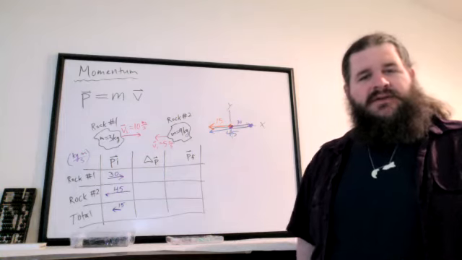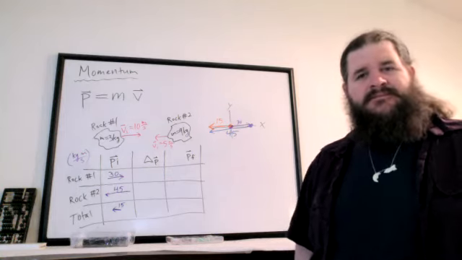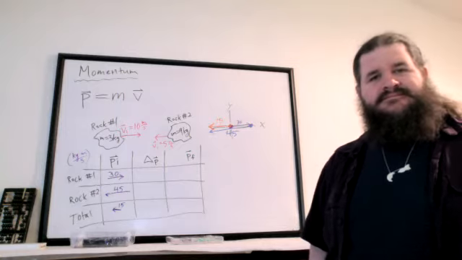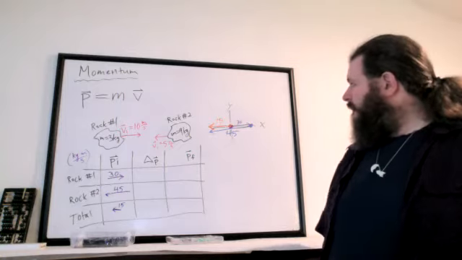Any questions on that so far? Why did we start the 45 arrow at the end of the 30 arrow?